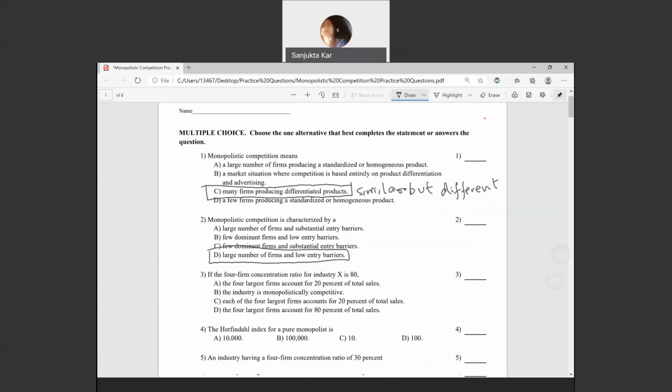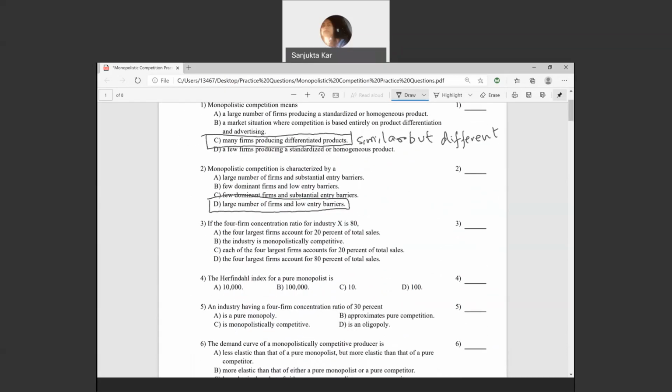All right, question number 3, 4 firm concentration ratio for industry X is 80%. You just have to look up the definition of 4 firm concentration ratio. So the answer for this is the 4 largest firms account for 80% of total sales.